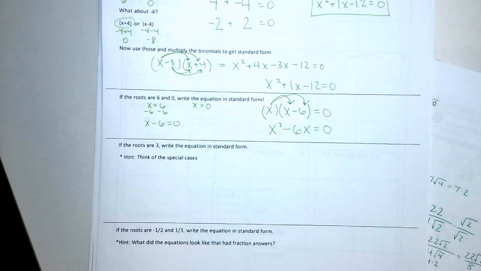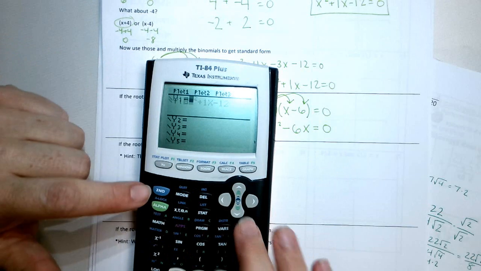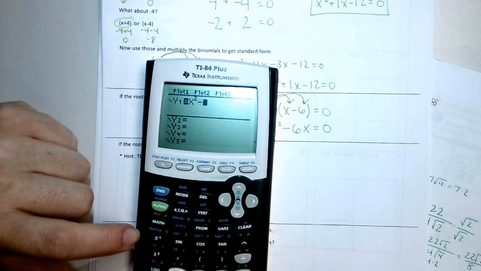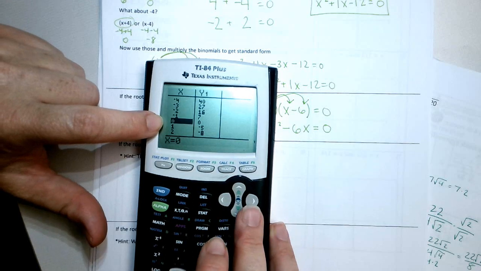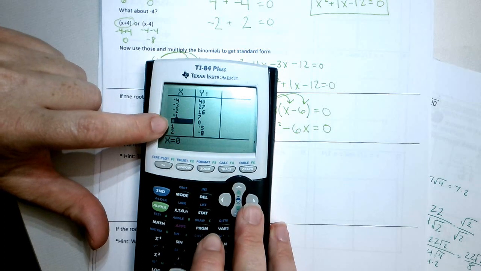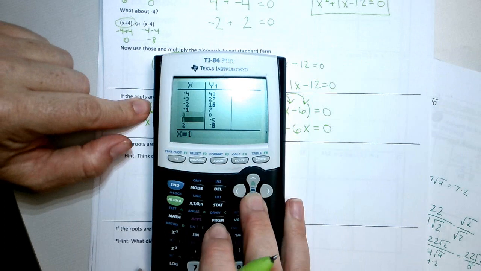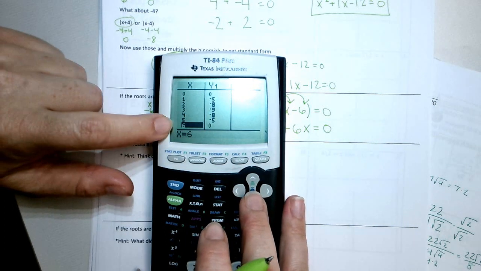Now there's nothing else that can simplify, so let's check our work. X squared minus 6x, second graph. We should have one at 0, do I? And then the other one was at positive 6. Did it work? Yes.